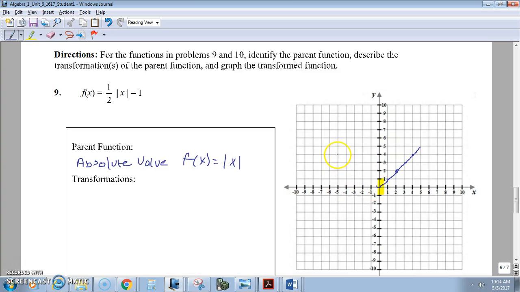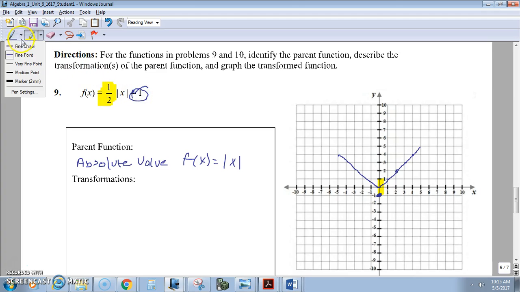I just wanted to draw the parent function to show you how it translates. So the first thing is it's going to go down 1. Okay, so my new vertex is going to be down 1. And then I have a vertical shrink of 1/2, right? Which is also the slope for an absolute value of both sides would be 1/2.